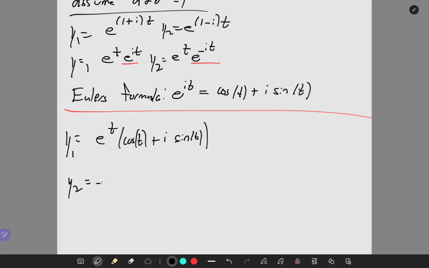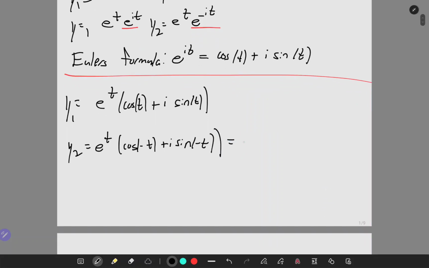Now this time we have negative it. Whenever we have a coefficient up there, doesn't matter if it's negative, positive, whatever, it's going to apply to the t. So for example, this would be cosine of negative t, and this would be sine of negative t.